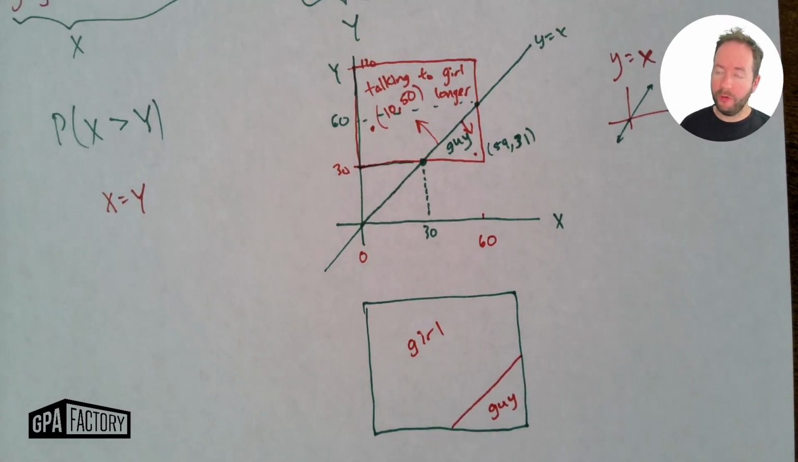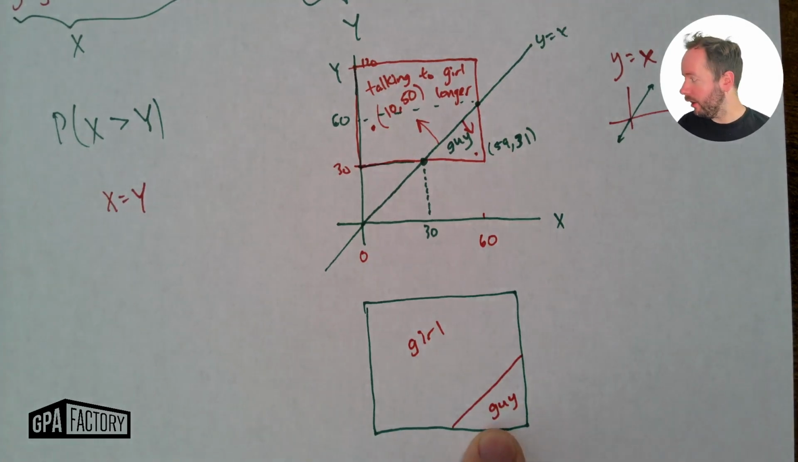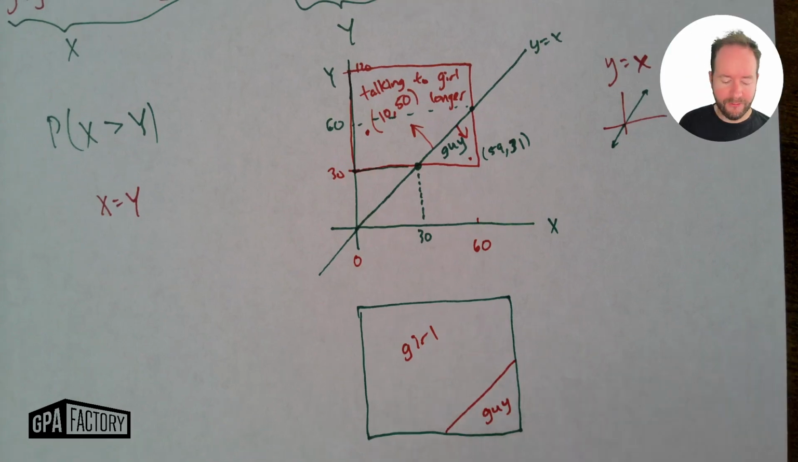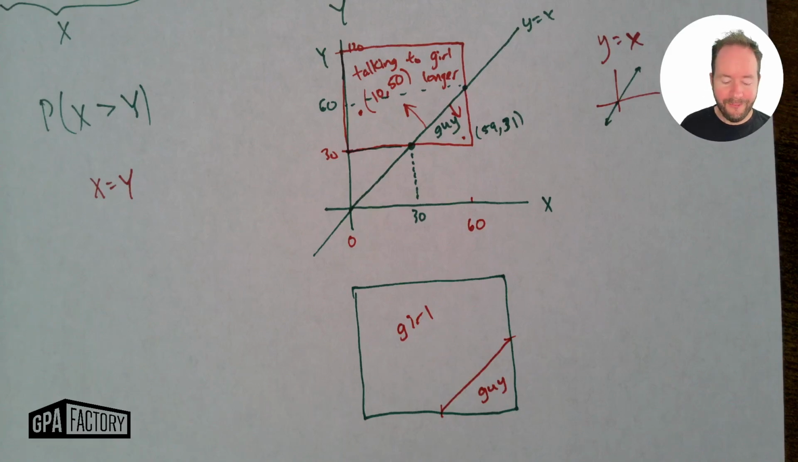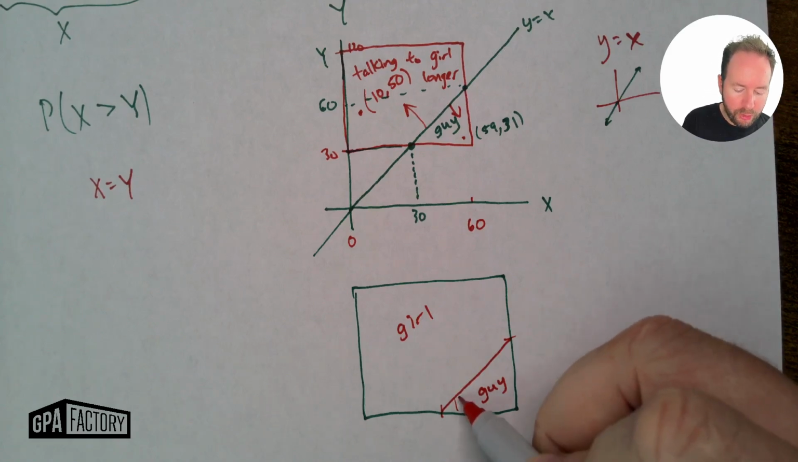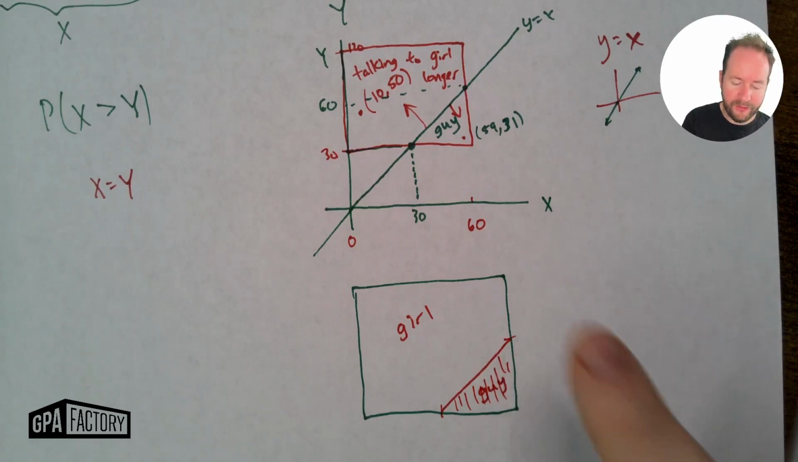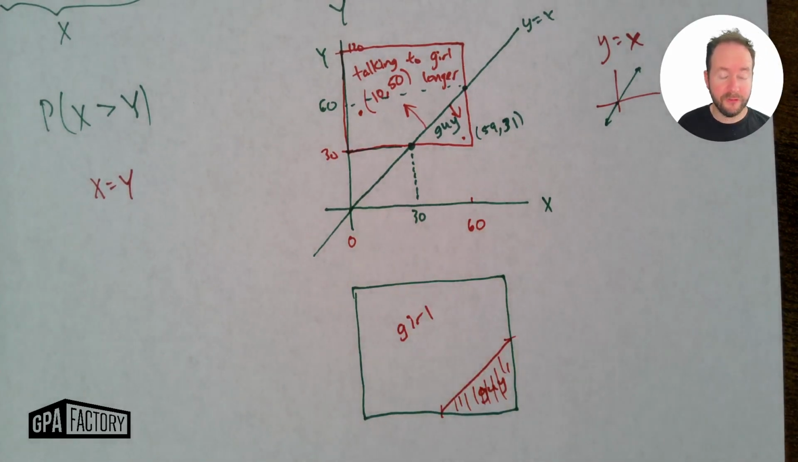Because remember the question, let's go all the way back to the question. The question wanted me to figure out the probability I talk to the guy longer than the girl. So this is where I'm talking to the guy longer than the girl, and as a result, I want to find this area. I need to figure out what fraction this triangle is of the whole area. So I first need to figure out this small triangle.